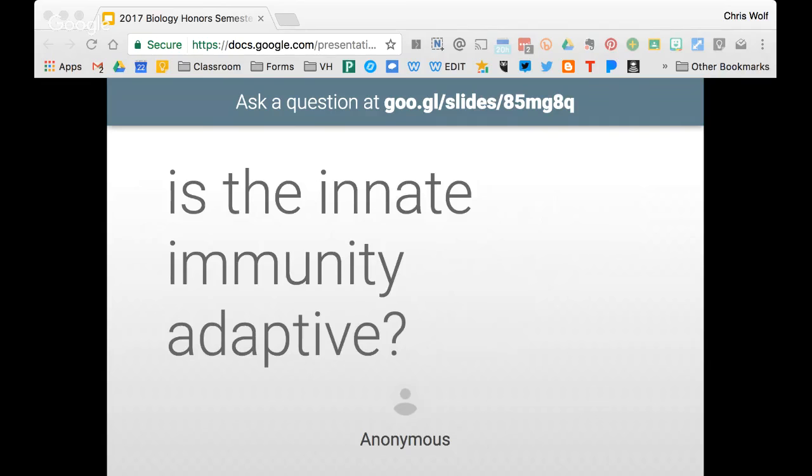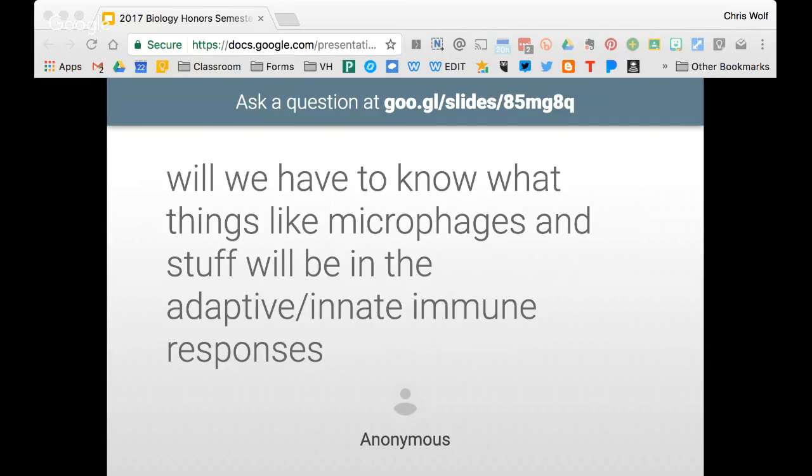Well, we have to know what things like macrophages and stuff will be in the adaptive innate immune response. Yes, you should know what a macrophage is and the other players in the adaptive immune response.